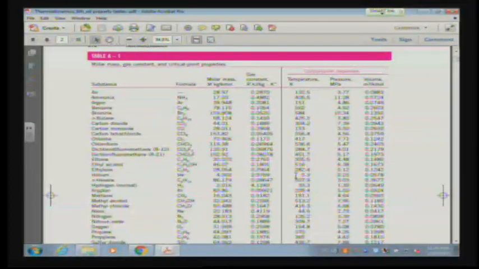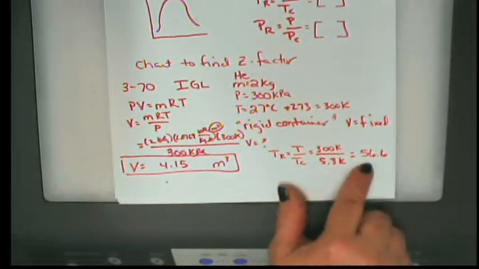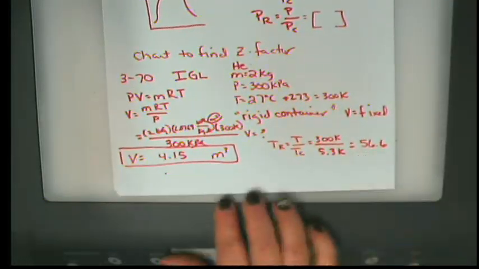For this problem, let's calculate T sub R, which is our temperature over T sub C. Our temperature is 300 kelvins. The critical temperature for helium is 5.3 kelvins. So our reduced temperature is 300 divided by 5.3, and that value is 56.6. I don't think we're going to get a chart that's going to go up that high. But let's go ahead and finish our work.